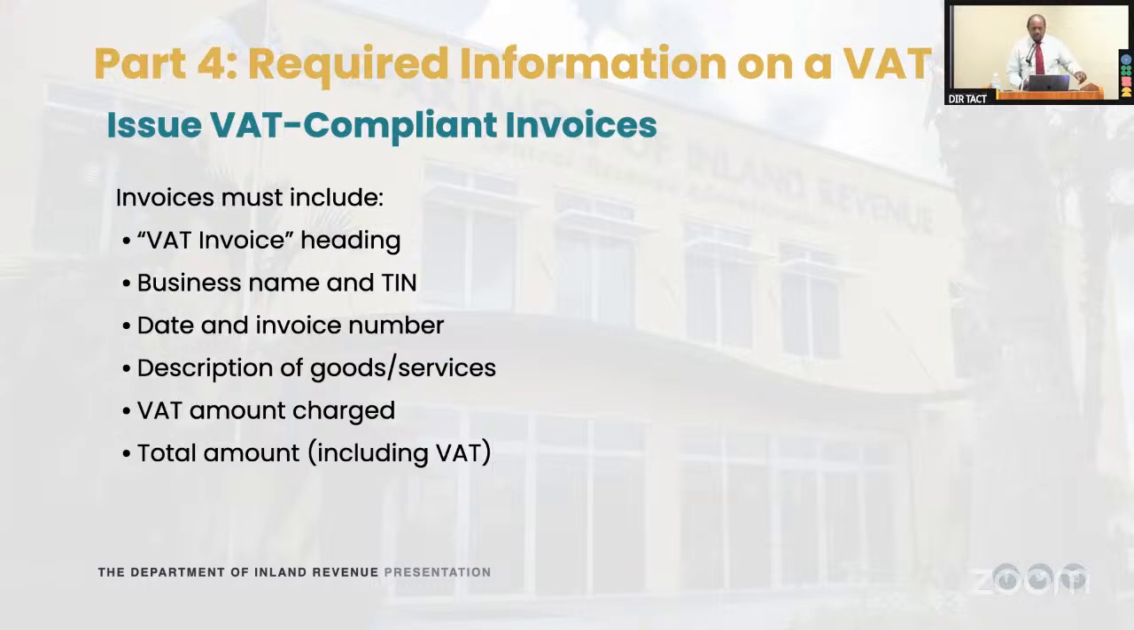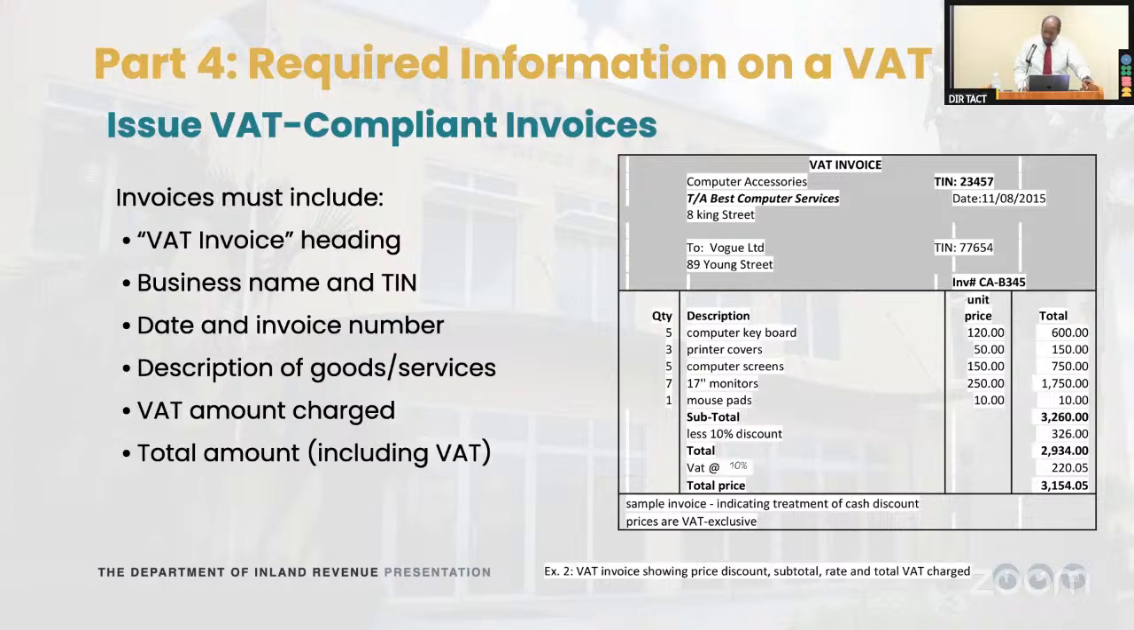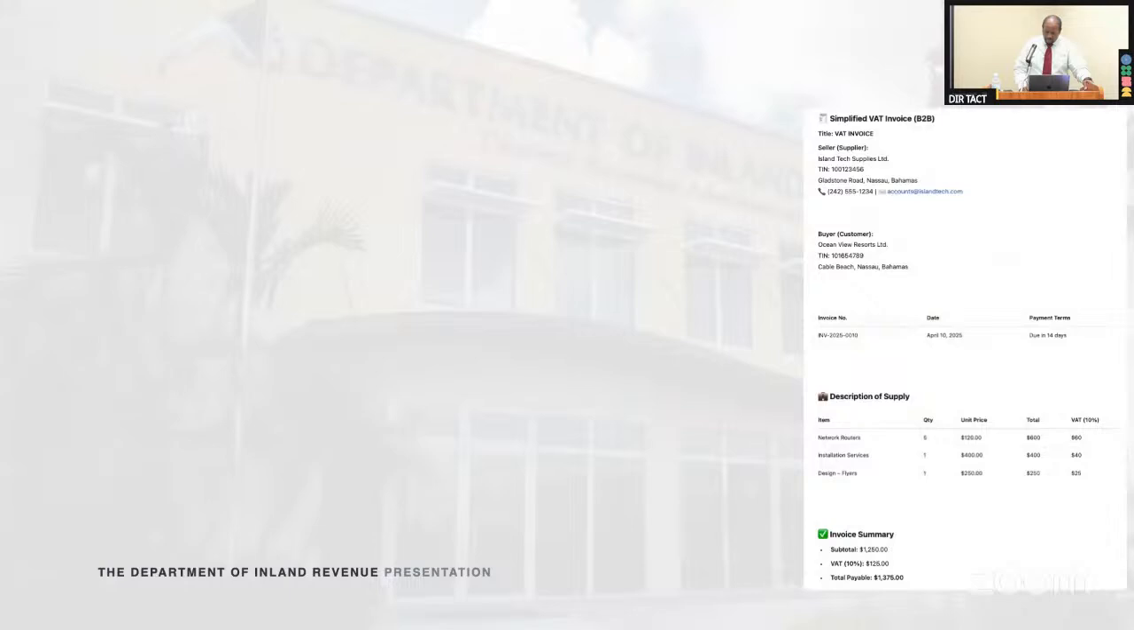So VAT invoices should have a number of these things: the VAT invoice heading, a business name and TIN, the date and invoice number, description of the goods and services, the VAT amount charged, and the total amount, including the VAT. This is just an example of how the receipt can look, depending on the business you do business with. Of course, it can look different for different businesses, but the main thing is the information that is required does not change.